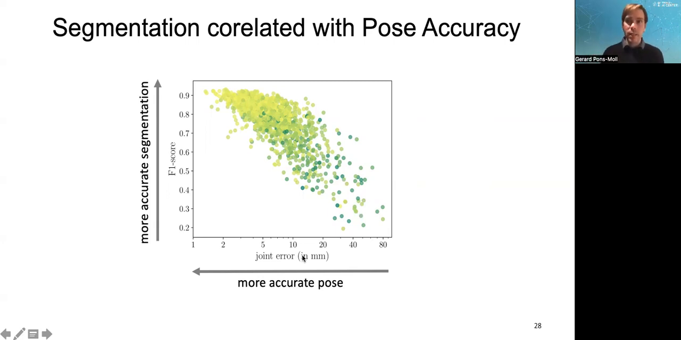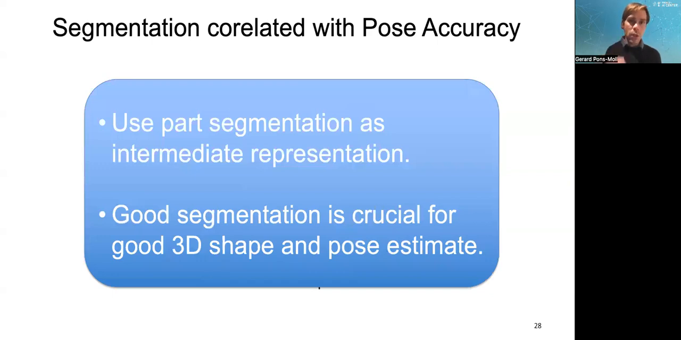Well, the message is that you need a good semantic segmentation method in order to do well on 3D pose estimation, especially in these low data regimes for 3D pose and shape. Okay, so these are the messages. Use part segmentation as an intermediate representation. If you do not have a lot of data, that's always a good idea. And good segmentation is crucial in order to obtain good 3D pose and shape estimation. But in principle, obtaining a good semantic segmentation should be easier because this requires only 2D annotations and not 3D annotations.